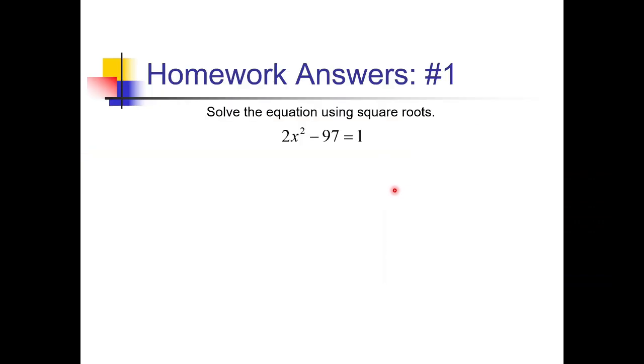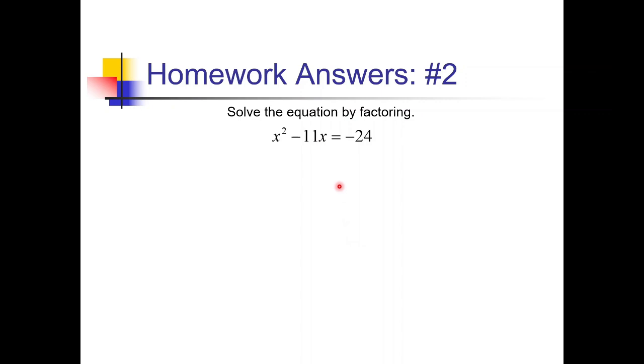For this first problem, we need to solve this equation using square roots. So the idea here is we're going to isolate this x squared term and then take the square root of everything. So we'll start by adding 97 over to the other side. That'll give us 98 over there. And then dividing by 2 gives us 49. And then finally, now that I have x squared truly by itself, I just square root both sides. I just have to remember that when I square root an equation, I get a plus and minus square root of the other side. So this will be plus or minus 7.